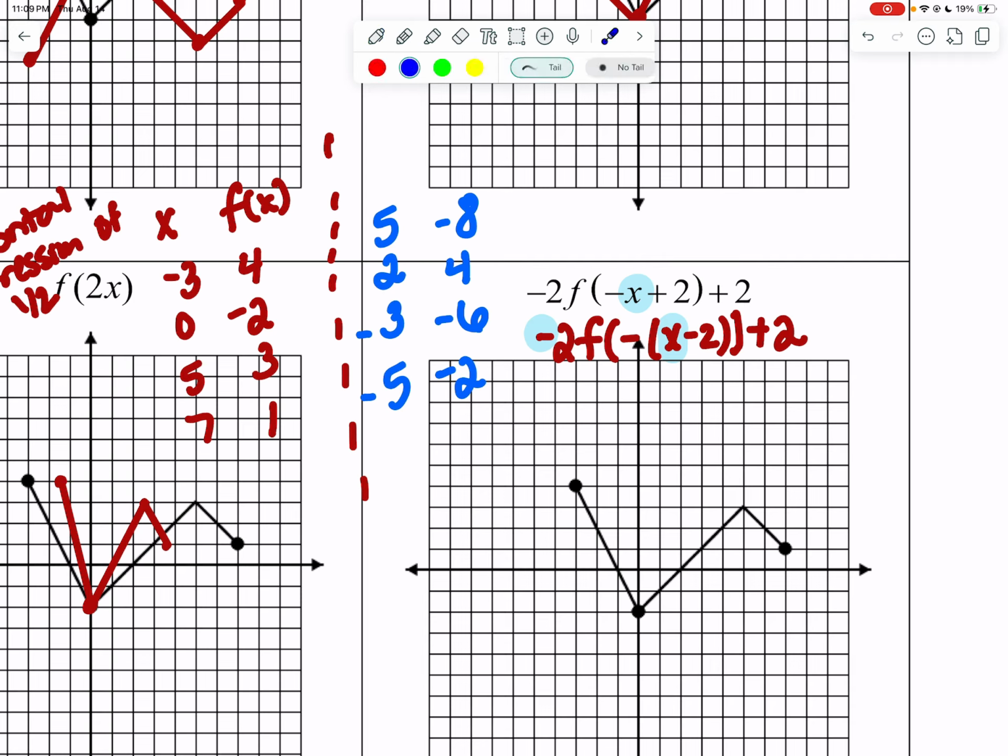And then my last final transformation is this plus 2, where I'm going to add 2 to each output value. So negative 8 becomes negative 6. 4 becomes 6. Negative 6 becomes a negative 4. And then negative 2 becomes 0.